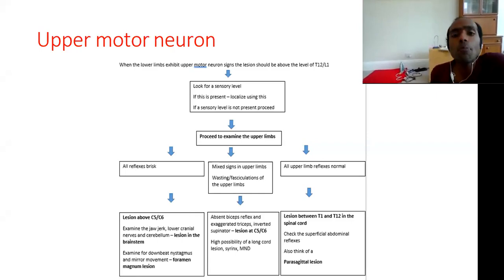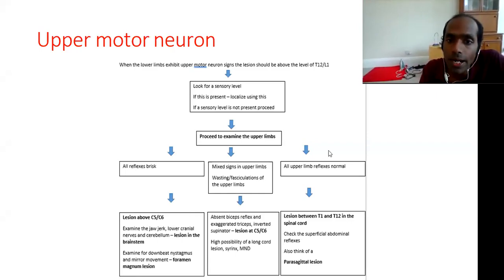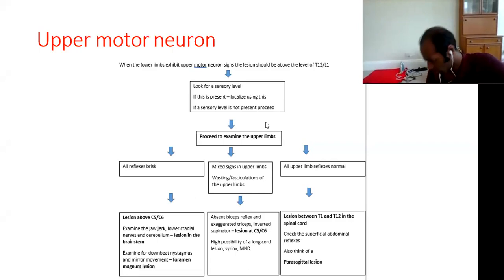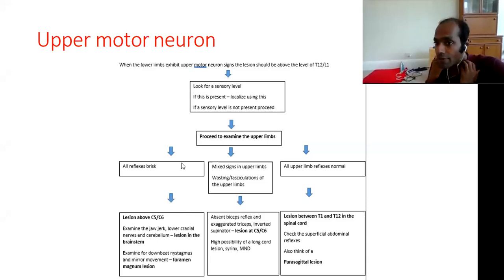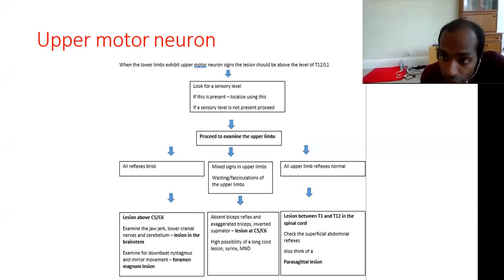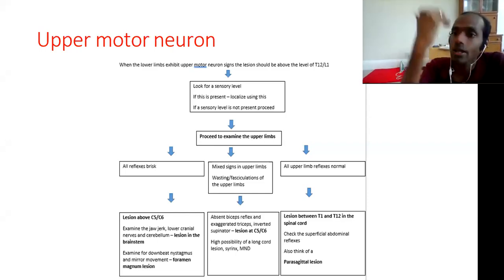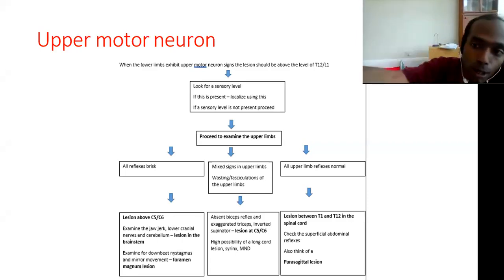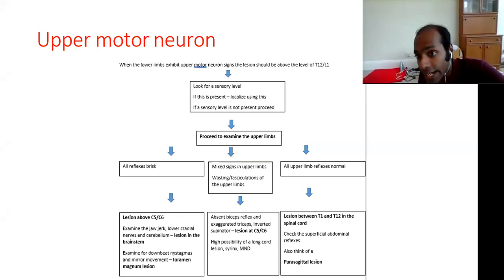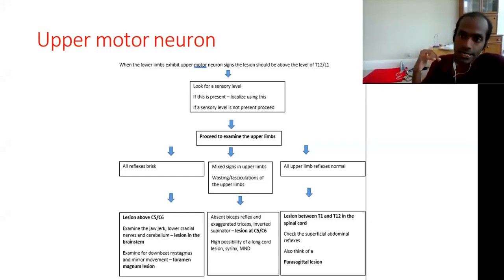Now what do you do? You use the motor localization method, which is summarized in this algorithm. Examine the upper limbs. If all upper limb reflexes are brisk, you know the lesion has to be above C5. Next you examine the jaw reflex. If that is brisk, it is in the brainstem. If that is normal, it is between the brainstem and C5. At the foramen magnum level there are characteristic signs, two signs: downbeat nystagmus and mirroring of movement, which you can examine and see.